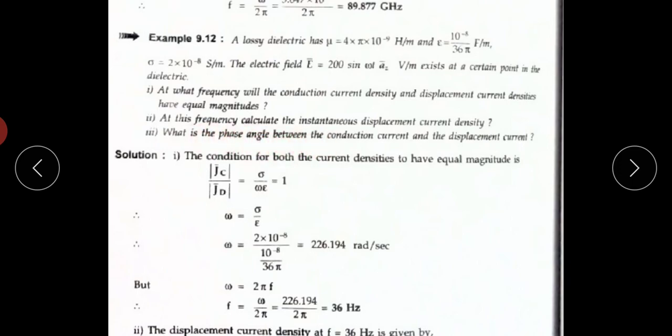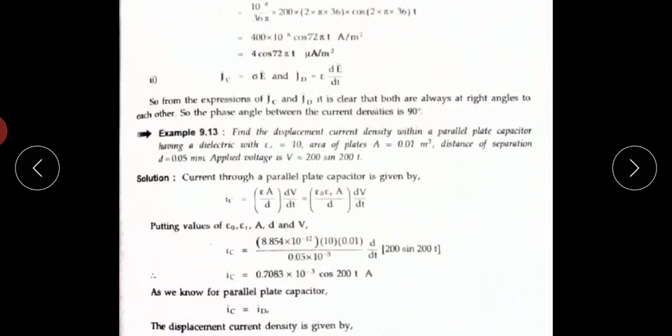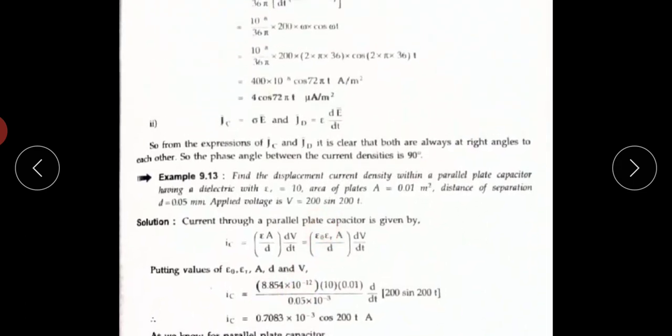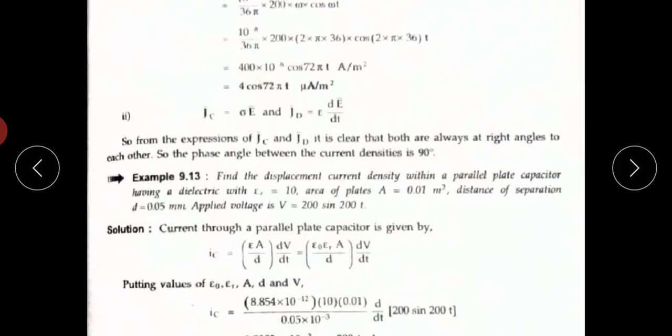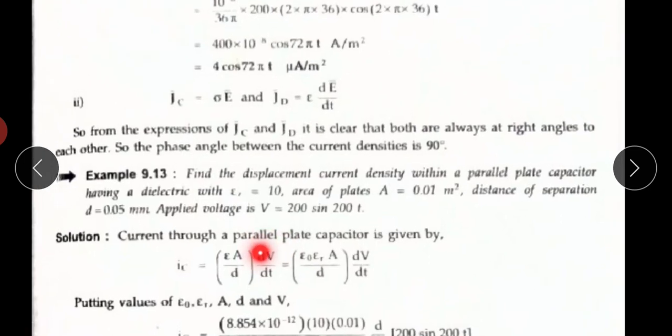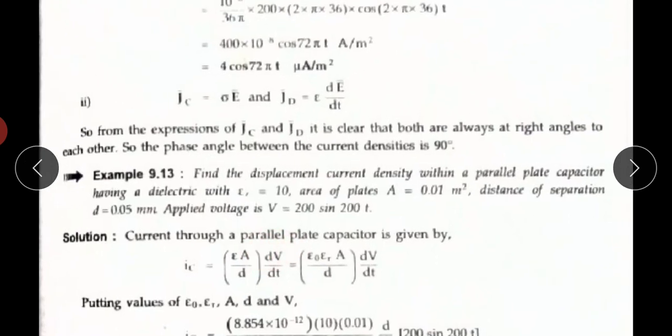So third case, what is the angle between conduction current density and displacement current density? So third one, JC equals sigma into E bar and JD equals epsilon into d by dt of E bar. So from the JC/JD, it is clear that both are always at right angles to each other. So the phase angle between the current densities equals 90 degrees. So always the capacitor current and the resistor current angle difference equals 90 degrees.